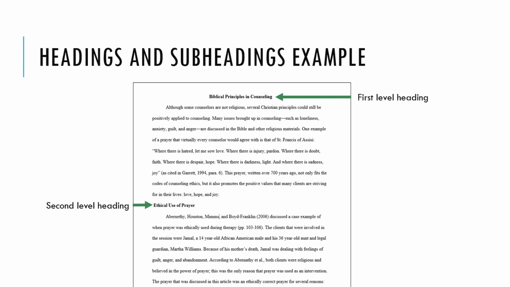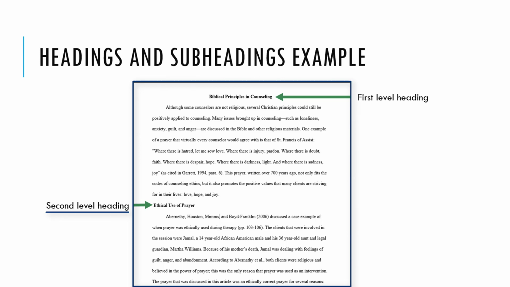For example, in order to use second-level subheadings, you must first have a main section, indicated by the use of a first-level heading that will be further divided into 2 or more areas. These areas will all use a second-level subheading.